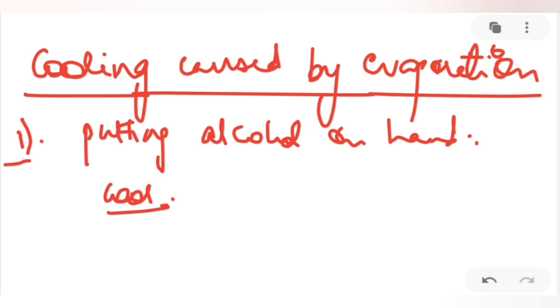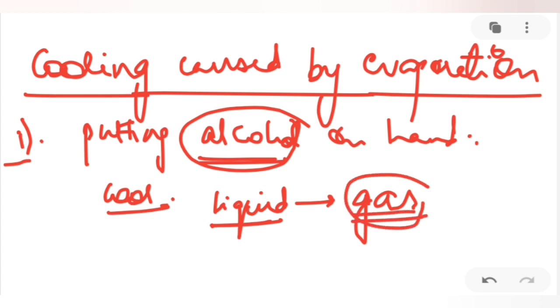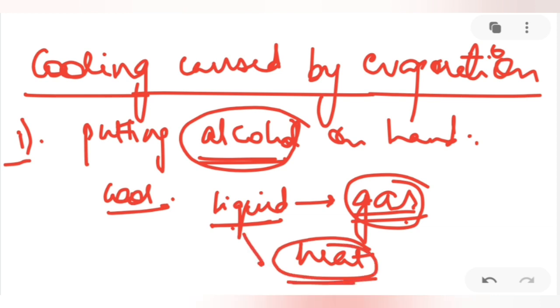Why this happens is that the alcohol which you have poured on your hand is in liquid form. Now when it evaporates, it will change into gas. For a liquid to change into gas, what is required? Heat is required. So this heat will be taken from your body, and when heat is given out, that is why you feel cool and comfortable.